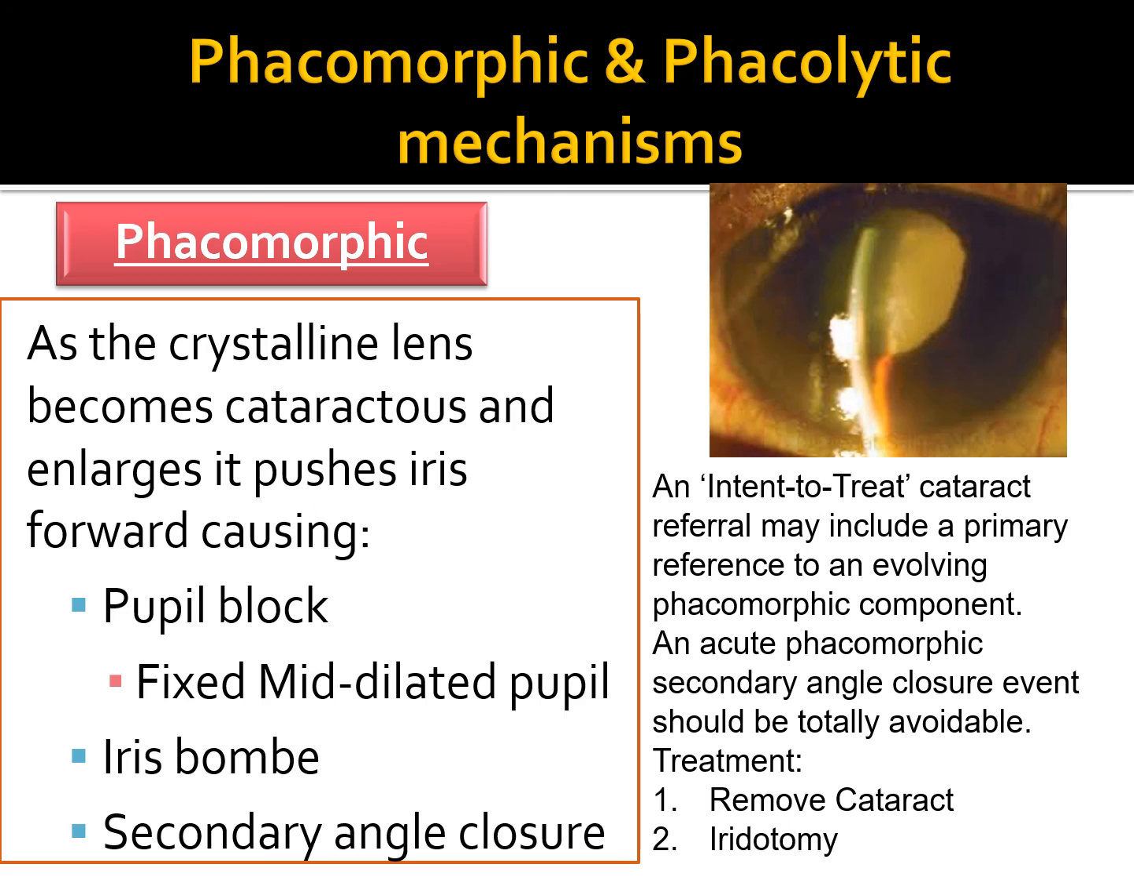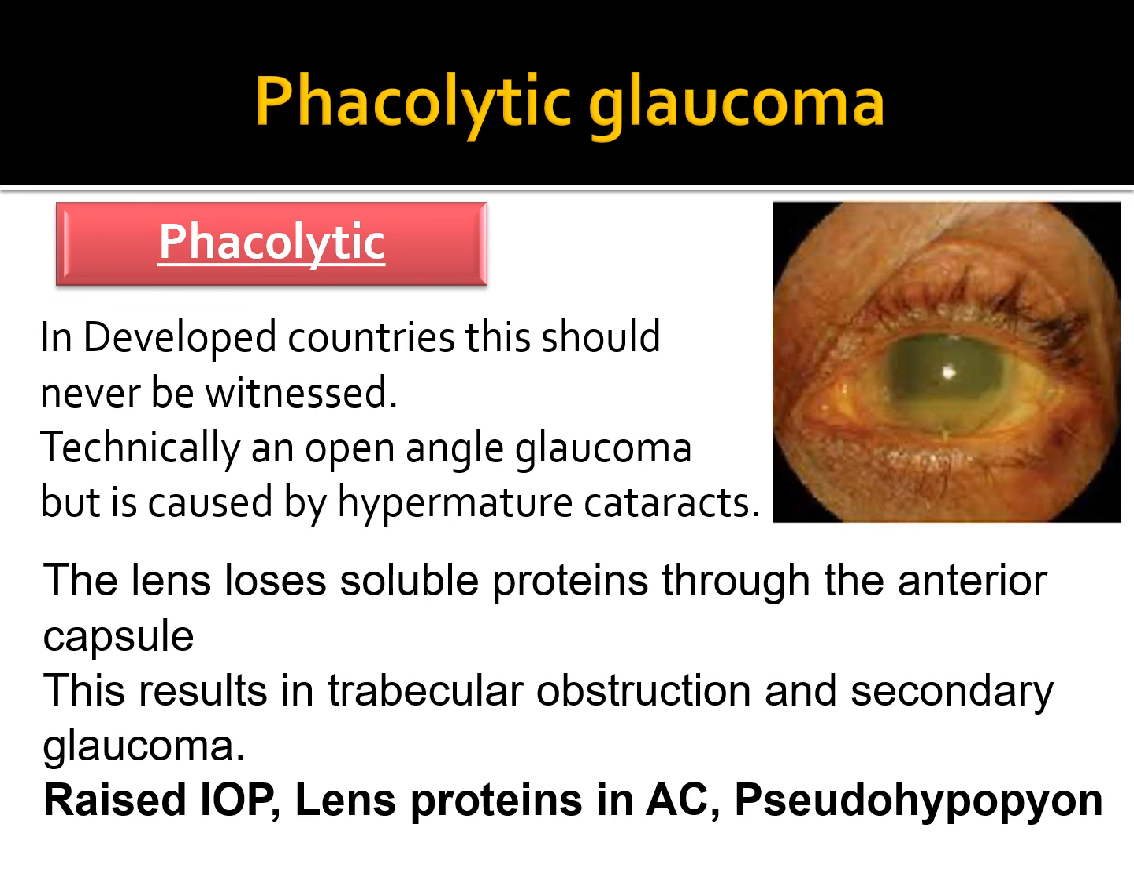And, you know, it's important, I think, on an intent-to-treat basis, when you're doing these cataract referrals, to also stress if you do think there is a phacomorphic component going on, because it'll certainly get that patient seen a little bit earlier. And they may decide, rather than just doing an iridotomy or something, to actually remove the cataract in preference and kill two birds with one stone.